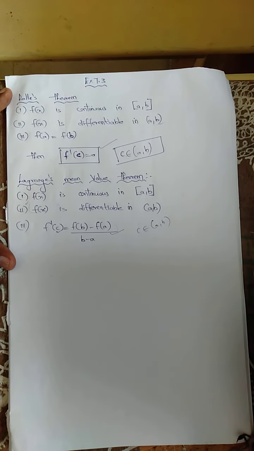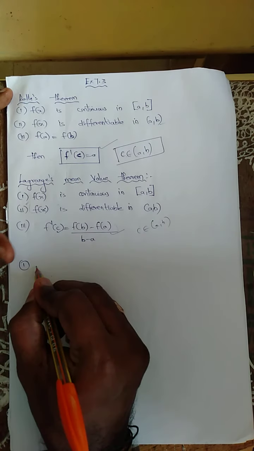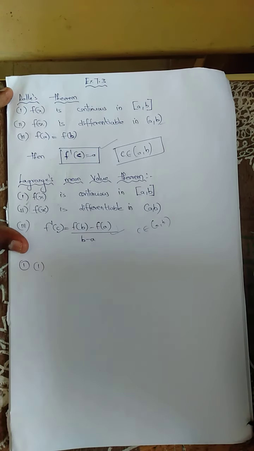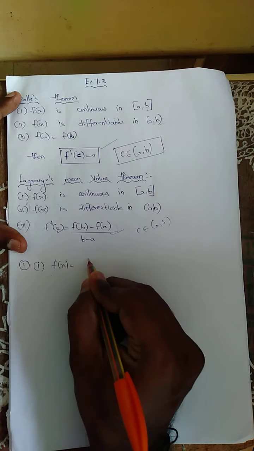First I am going to solve the first sum. In exercise 7.3, the first sum, first subdivision. What is the question given here? Explain why Rolle's theorem is not applicable. We want to explain why Rolle's theorem is not applicable for the first, second and third subdivisions. First I am going to take the first subdivision only. The first subdivision is f(x) is equal to 1 by x.